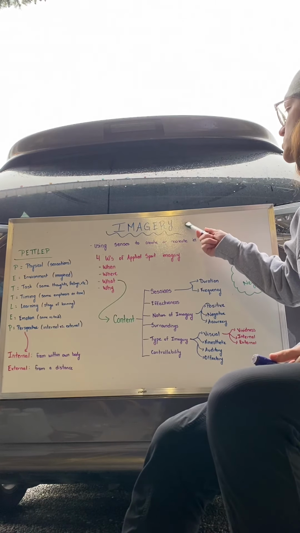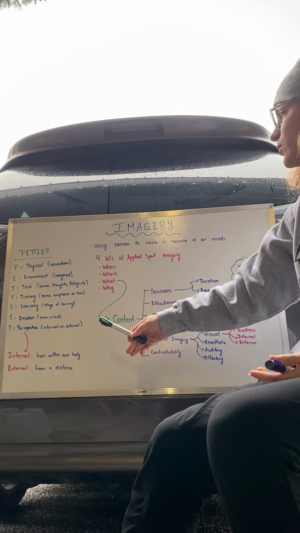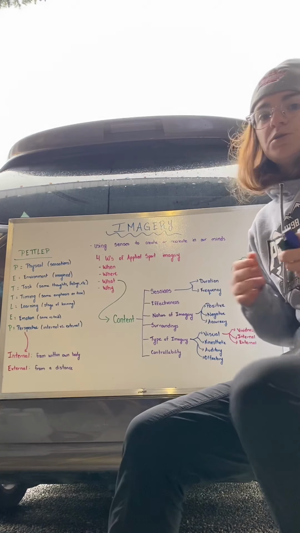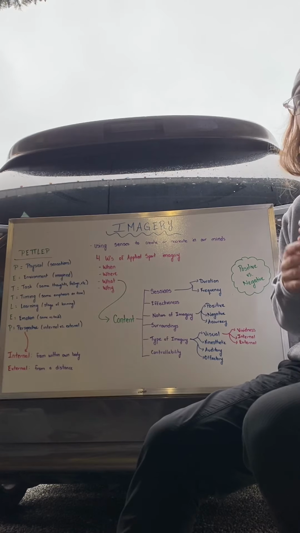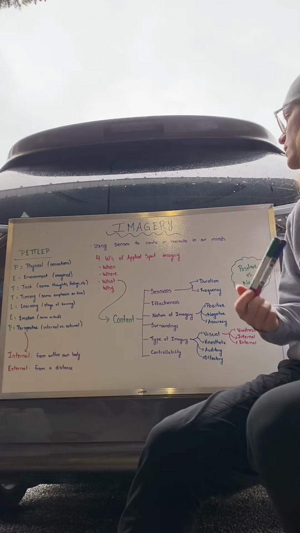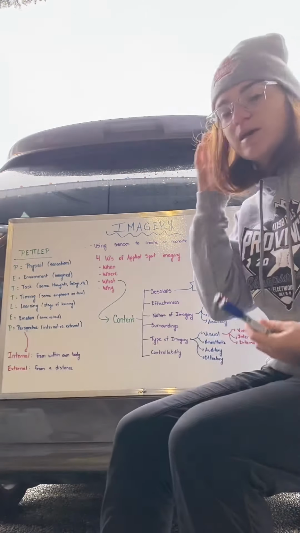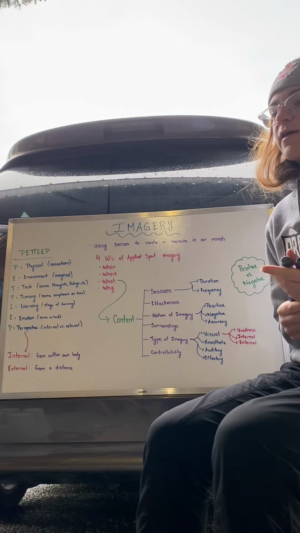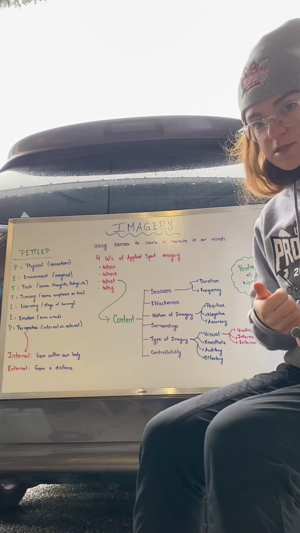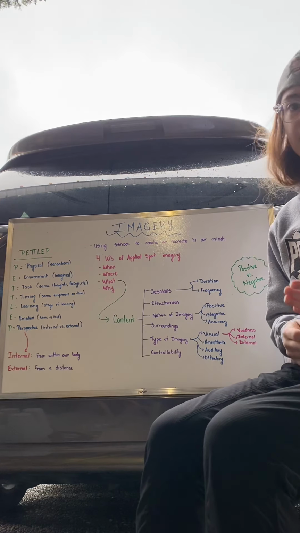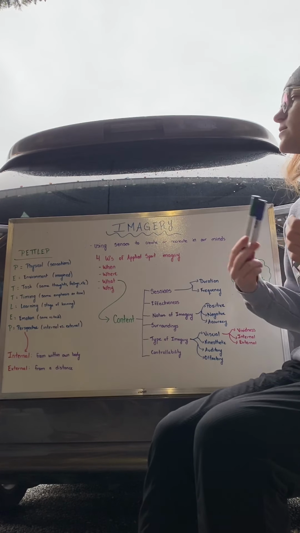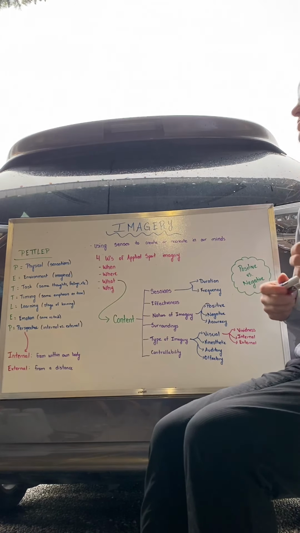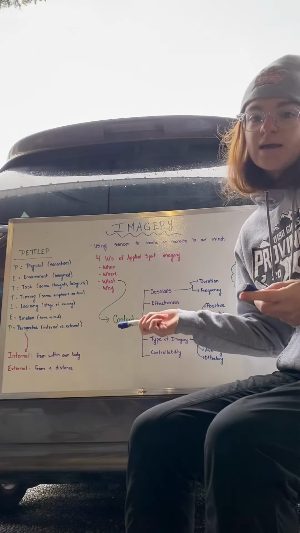So, imagery, as you can see here on my beautiful whiteboard that's sitting on the back of my van, is using your senses to create a picture that is so vivid and so real, it's like you're recreating the experience in your mind. Now, there are many different ways and theories for using it. One of the biggest and easiest ways is the acronym PETLEP.